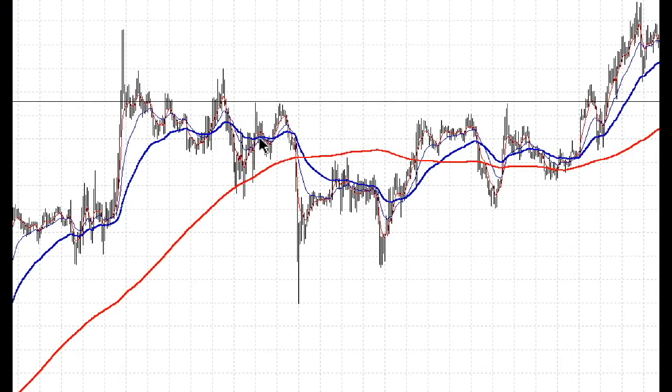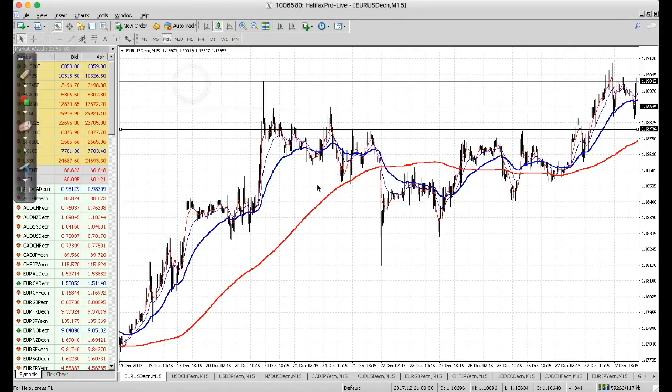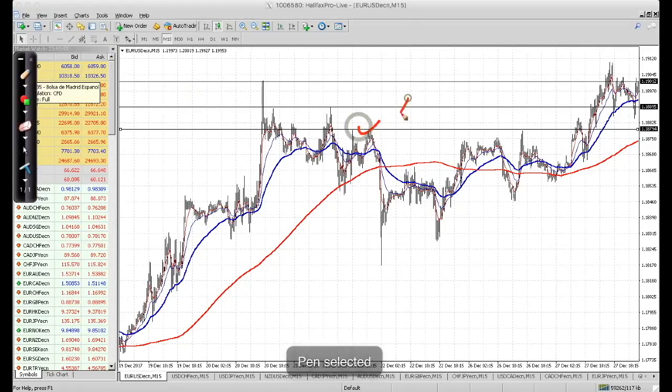There we go. So why do I place a resistance over here? Some of you may ask, why don't you put a resistance here? Why don't you draw it here, or here? Why do you draw it here and not here? What's the reason? Well, I like to draw the resistance where it touches as many points as possible. I draw the line of best fit.